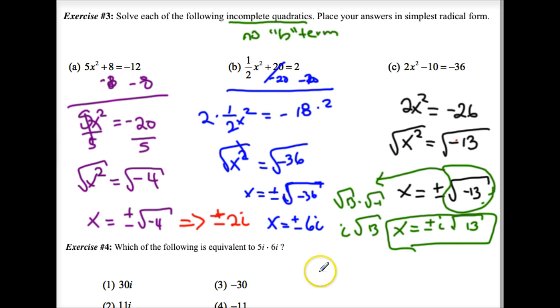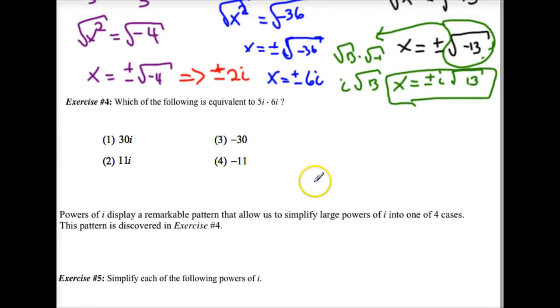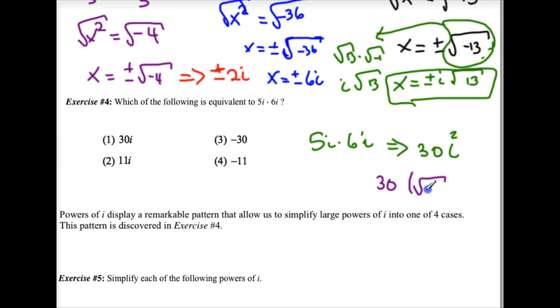Alright? Number 4. Which of the following is equivalent to 5i times 6i? Now, all this is 5i times 6i. We know 5 times 6 is 30, and then i times i is i squared. Correct? Now you've got to kind of work backwards. This becomes 30 times i squared.